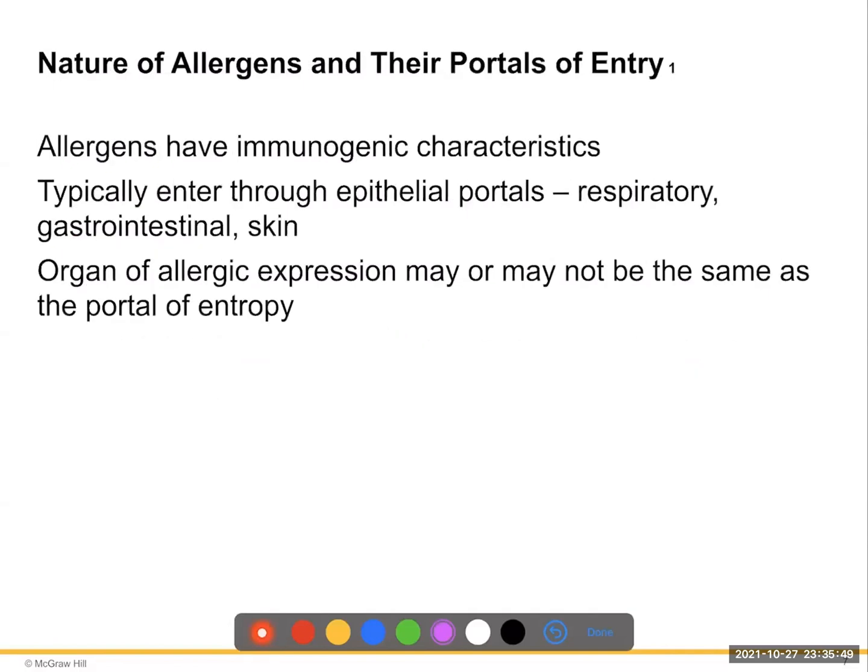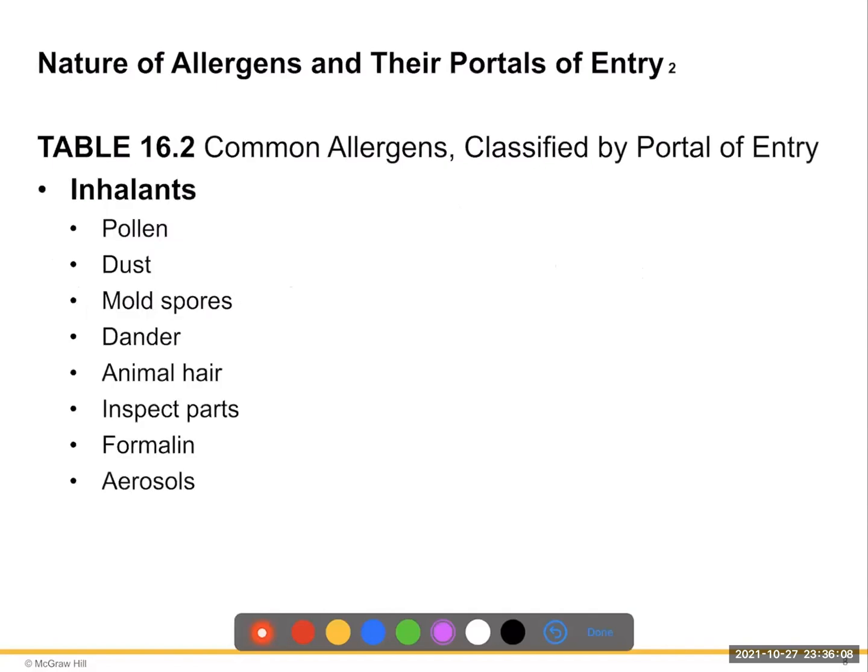Okay, allergens have immunogenic characteristics. They typically enter through epithelial portals: the respiratory tract, where you breathe them in, the gastrointestinal tract, where you eat them, or through the skin. Organs of allergic expression may or may not be the same as the portal of entry. So it all depends how it gets in there.